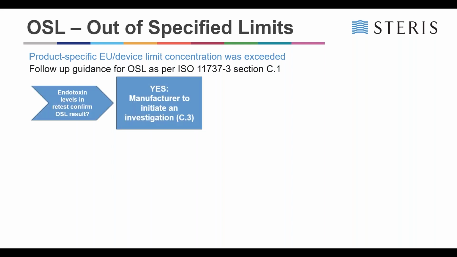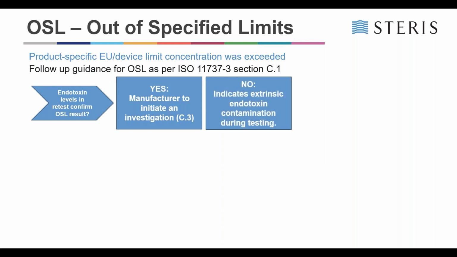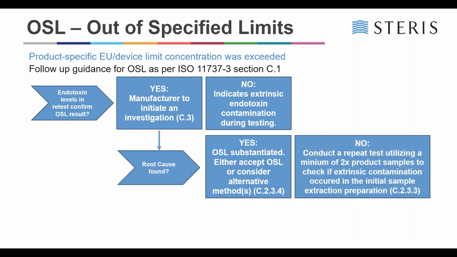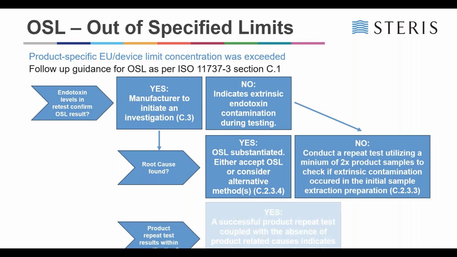So we confirm that we have out of specification. The manufacturer initiates an investigation, and eventually this leads to a root cause finding. And we will eventually get down to a point where we have product that has succeeded and can now pass. This whole root cause analysis is an important step in any out of specification limits.